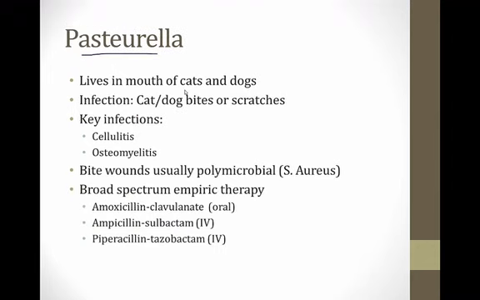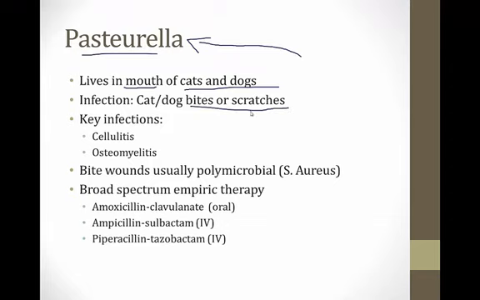Pasteurella lives in the mouth of cats and dogs, and for this bacteria I always picture an angry dog with drool dripping from its sharp teeth, and I think of Pasteurella as being present in that saliva. That helps me remember that it lives in the mouth, and it also helps me remember that you often get infected from bites or scratches from cats or dogs.